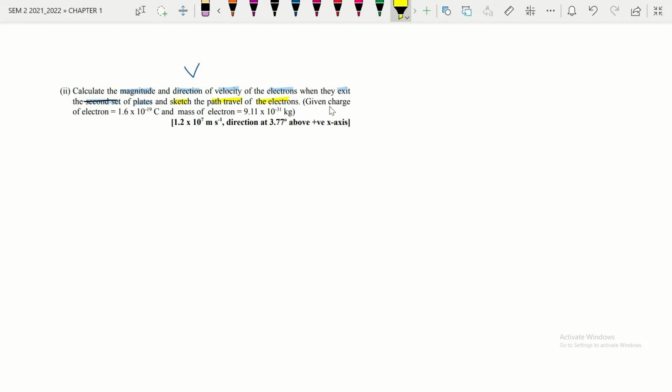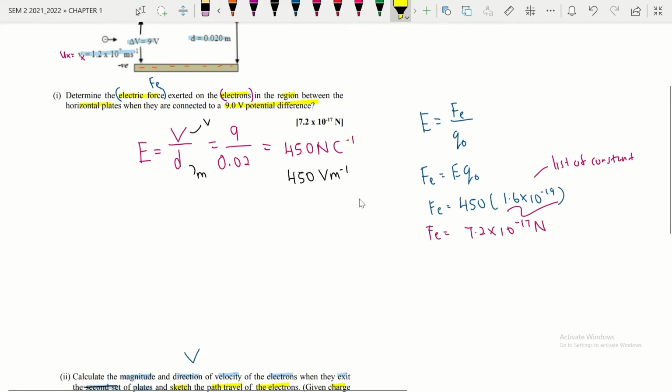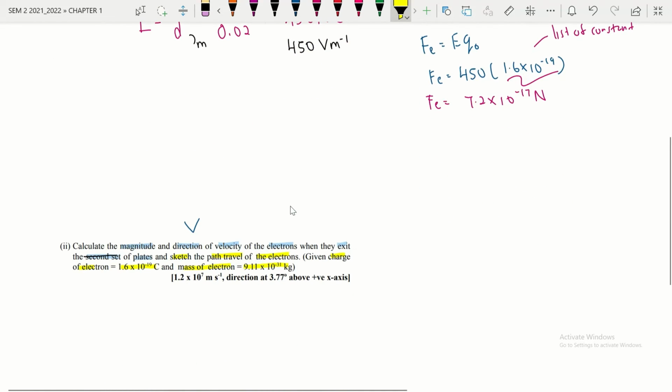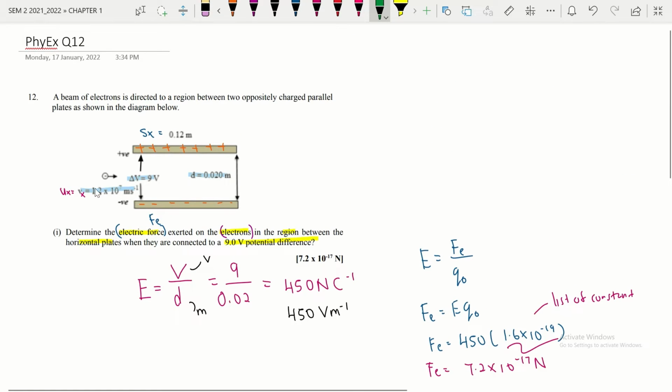Macam ni electron to travel. See, look here, the question already gives you the charge of electron, which is 1.6 times 10 to the power of negative 19 Coulomb. Dan juga mass of electron, which is 9.11 times 10 to the power of negative 31 kg. Okay, now so sketch first. Okay, Miss akan sketch the path travelled by the electrons. So this is electron. Electron is negative charge. And remember, if negative charge, dia akan attracted to apa? Yes, dia akan attracted to positive plate. So bila dia attracted to positive plate, so this is the motion.